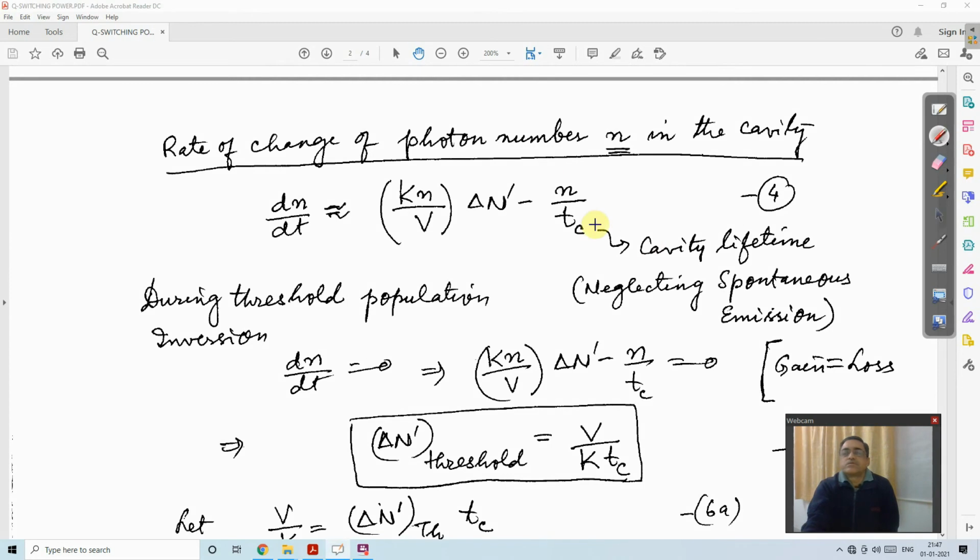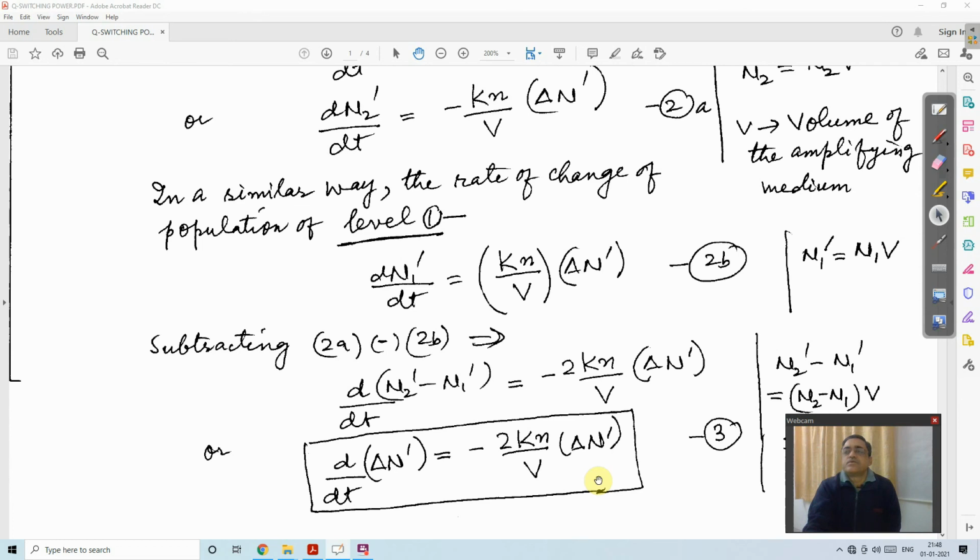This we have already seen in our discussion earlier, where Tc is the cavity lifetime, and during threshold population inversion we neglect the spontaneous emission again. So during threshold population inversion the gain must be equal to the loss, and therefore delta N dash threshold is equal to V over K Tc. That means the difference of populations during threshold is equal to the volume V, the constant K, and the cavity lifetime of the photon.